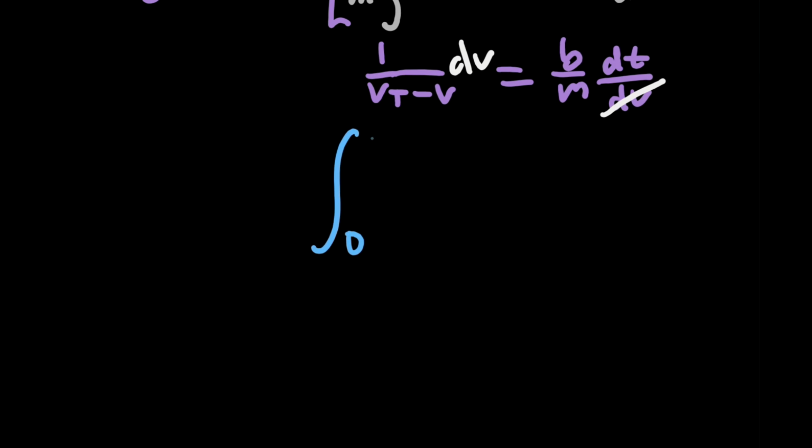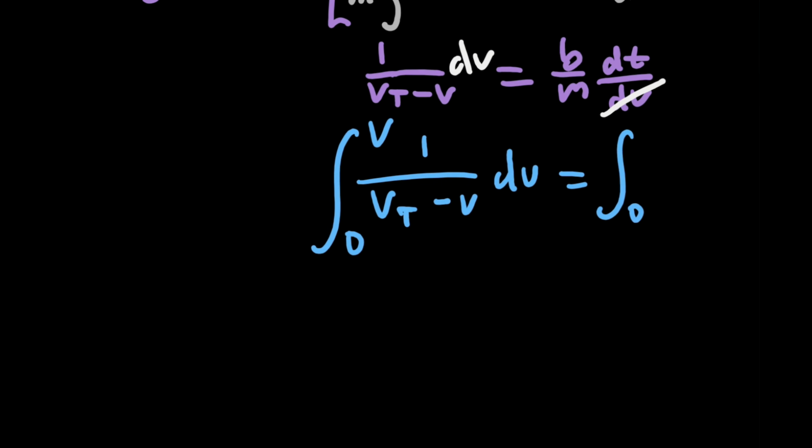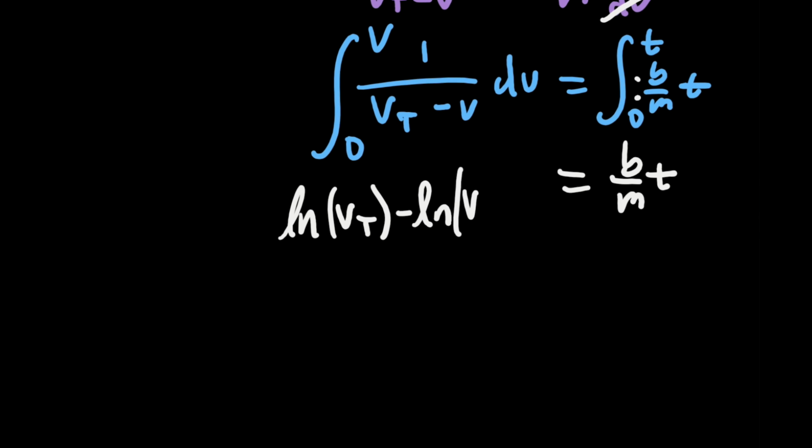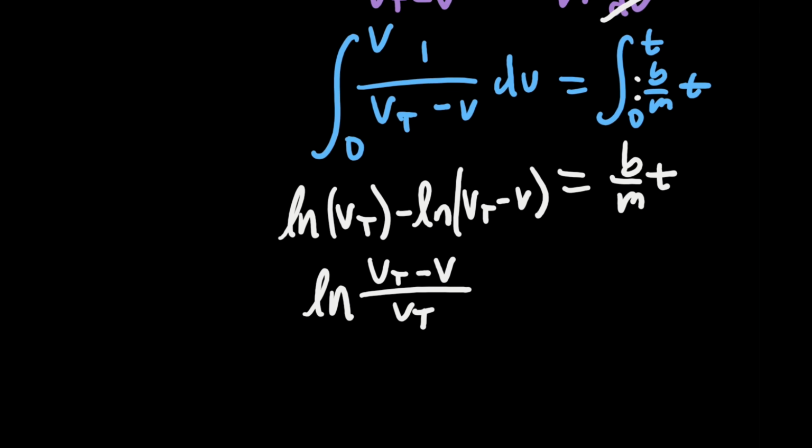Our friendly integral. So we're going to go from 0 to v of 1 over (vt minus v) with respect to dv, which is equal to the integral from 0 to t of b over m dt. We're going to get just b over m t here, a pretty simple integral, right? And over on this side, we're going to get negative ln of (vt minus v) plus ln of vt. We can transform this into ln of (vt minus v) over vt equals negative b over m t.